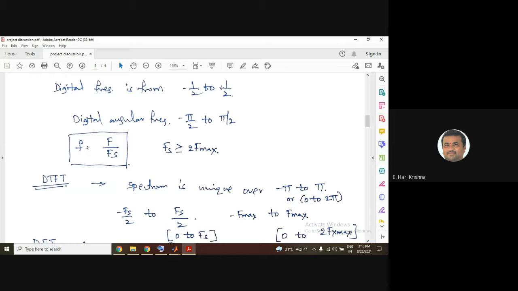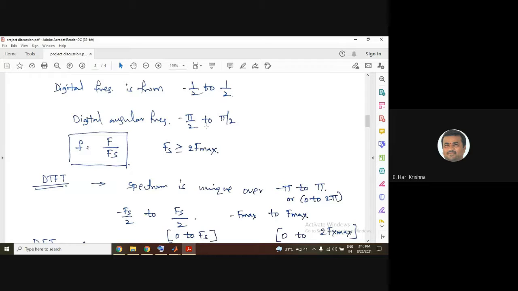Then for digital angular frequency, multiply this equation with 2 pi. I have written something wrong here: minus pi by 2 to pi by 2. The actual one is minus pi to pi. Multiply it with 2 pi. Minus 1 by 2 multiplied by 2 pi gives minus pi, and 1 by 2 multiplied by 2 pi gives pi.